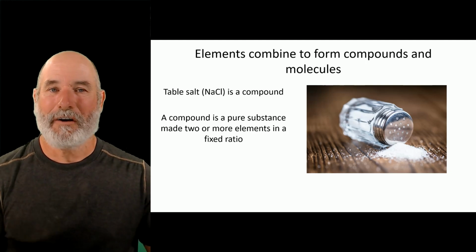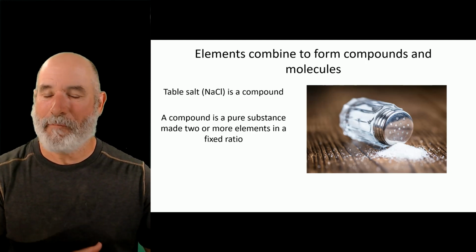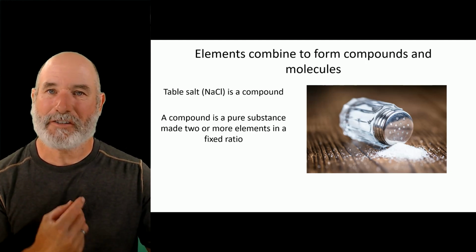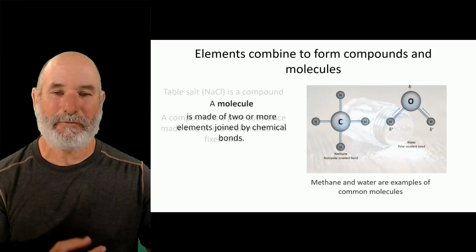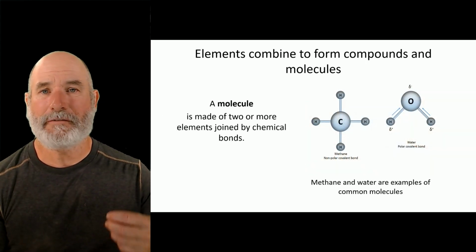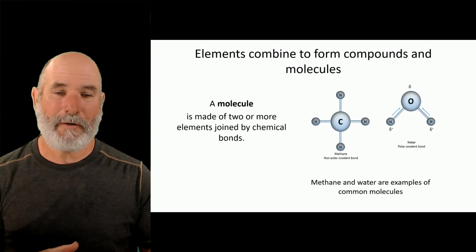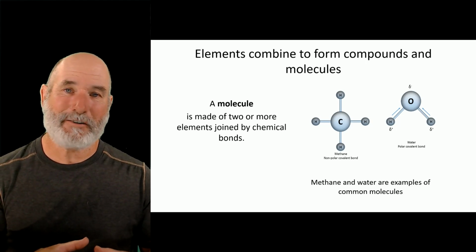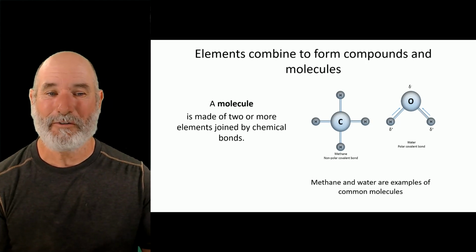Okay, so table salt, that's a compound. We already talked about it. It's a pure substance made of 2 or more elements in a fixed ratio. And then a molecule. A molecule is made of 2 or more elements joined by chemical bonds. And usually when we think about these chemical bonds, we're thinking of covalent bonds.